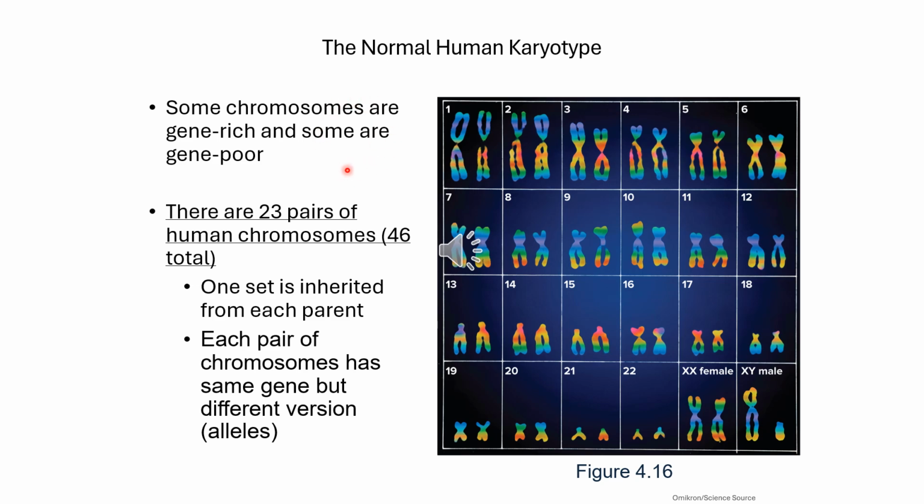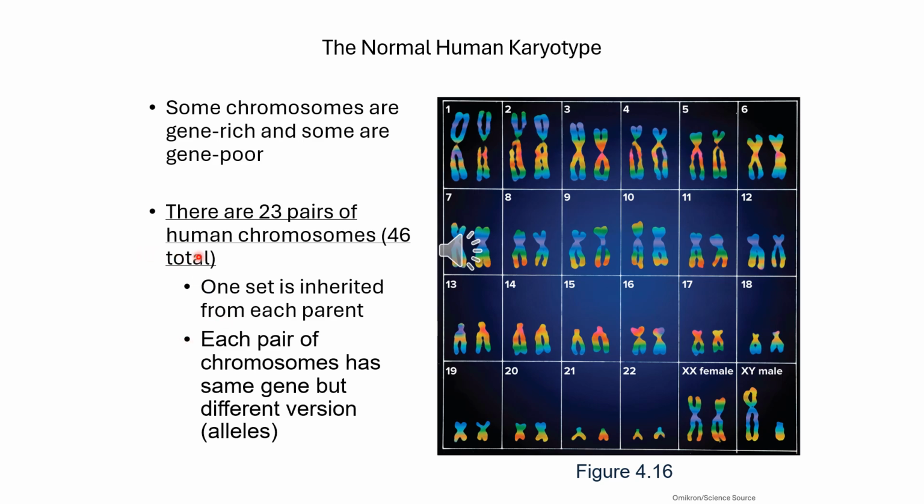If you look at the chromosomes, some chromosomes are gene rich. That means they have a lot of codes. They code a lot of proteins. And some chromosomes are gene poor. Gene poor chromosomes code for only a few proteins.